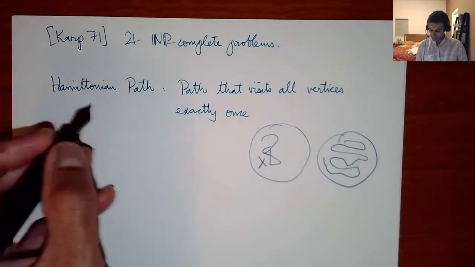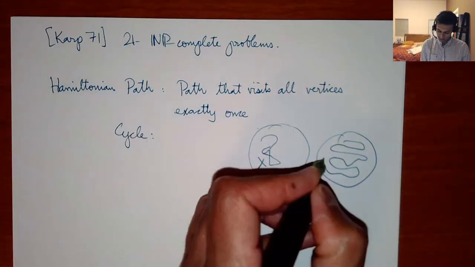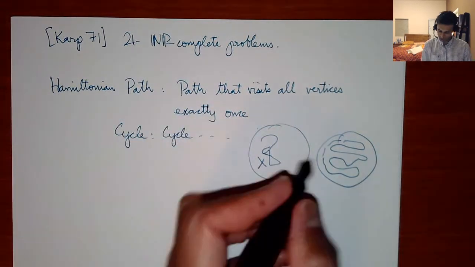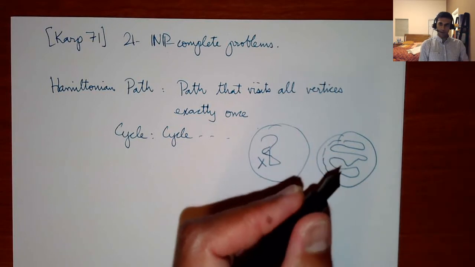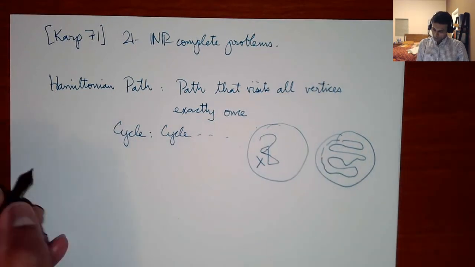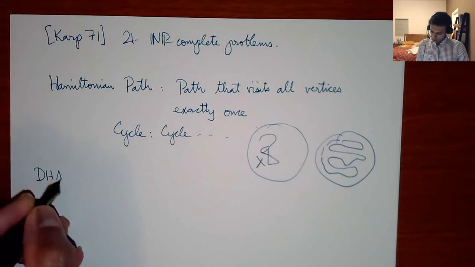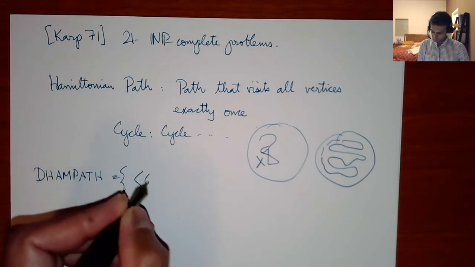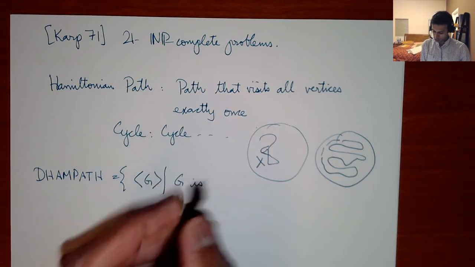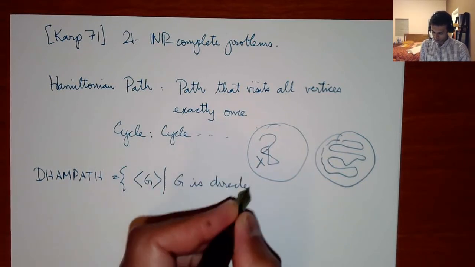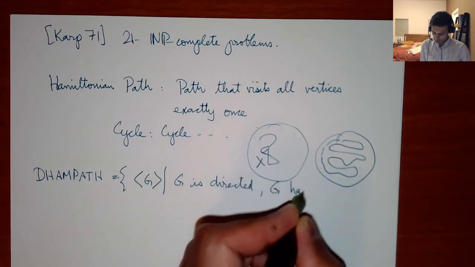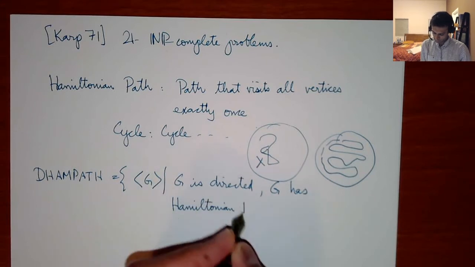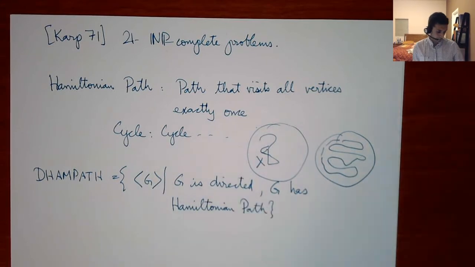And a Hamiltonian cycle means that it sort of has to return. So it would be a cycle that visits all vertices exactly once, where a cycle is basically just a path that comes back to itself. So let's look at the language that I'll call D-Ham path. So this is directed Hamiltonian path. So G is directed, and G has a Hamiltonian path.